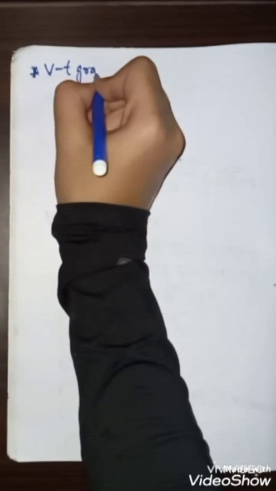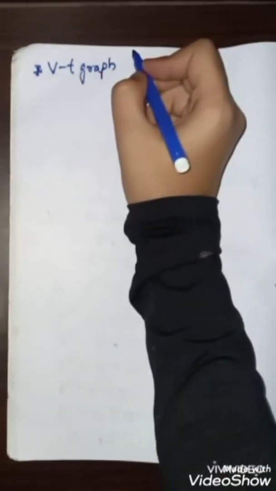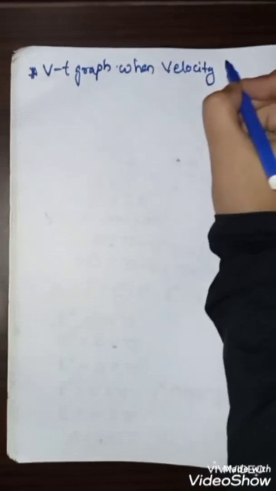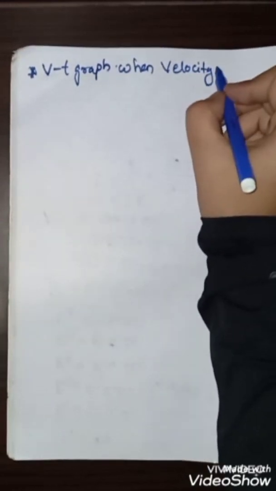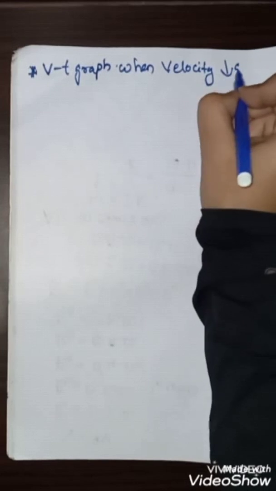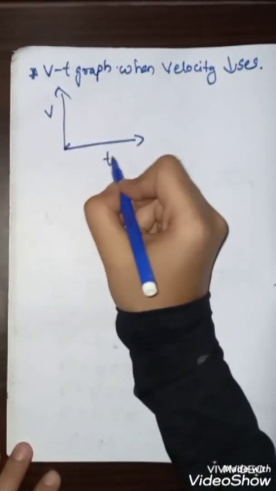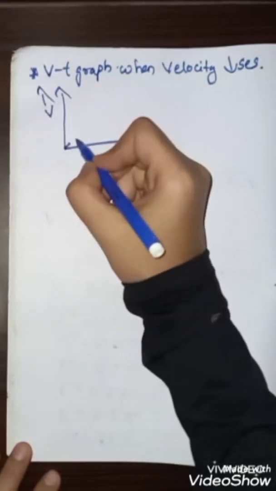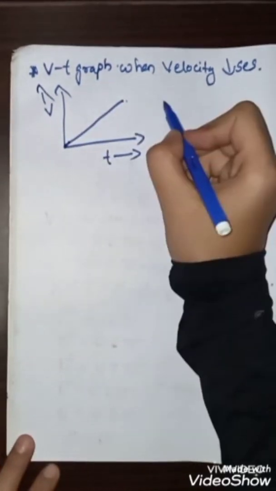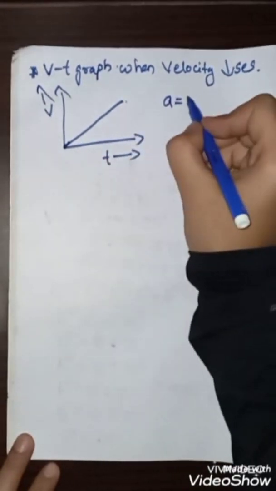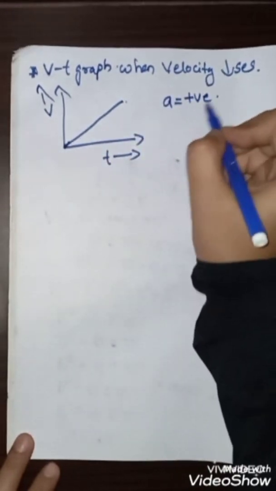Then the next type of graph is the velocity time graph when the velocity of a body decreases. How will the graph of a body be when the velocity of the body decreases? When the velocity of the body increases, the graph will be like this. The acceleration will be positive, that is slope is positive, the acceleration will be positive.